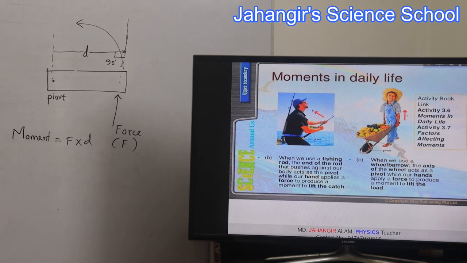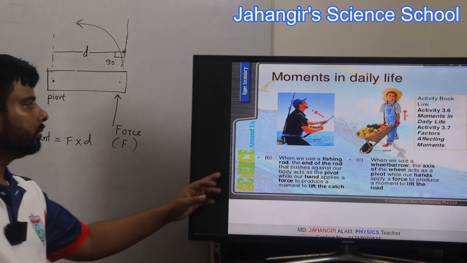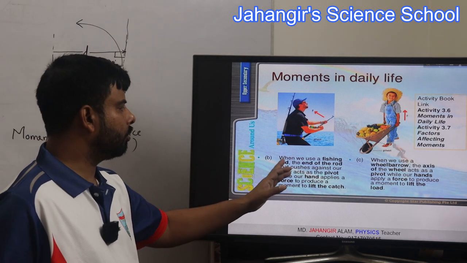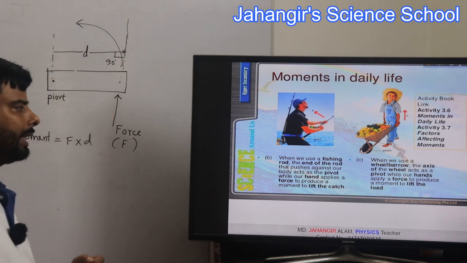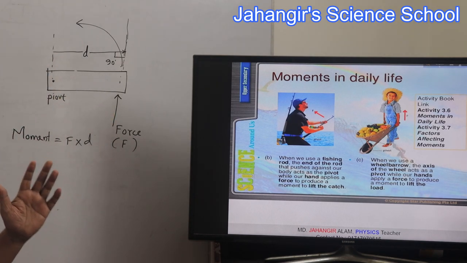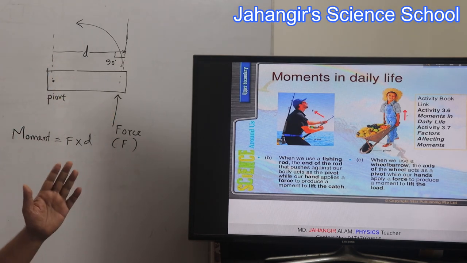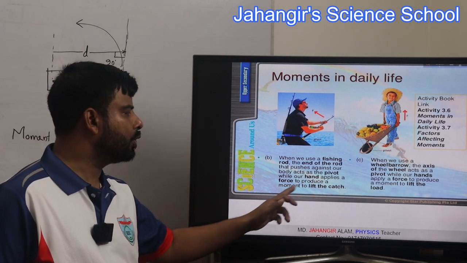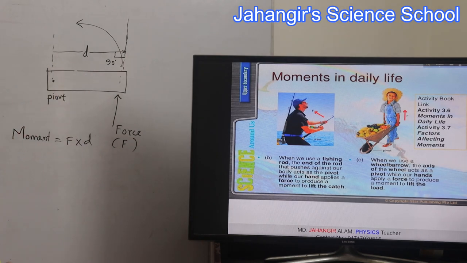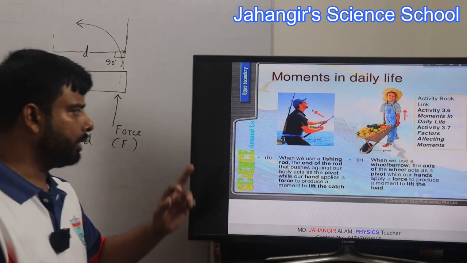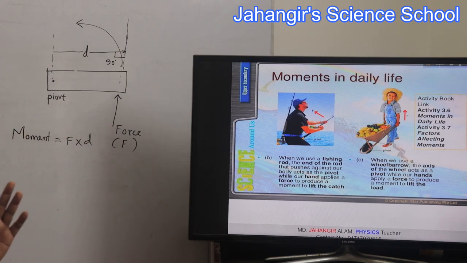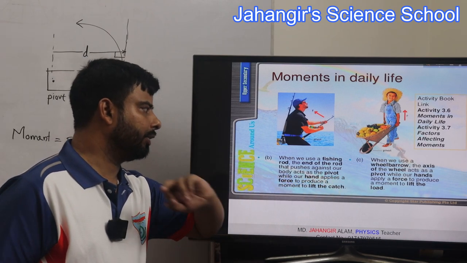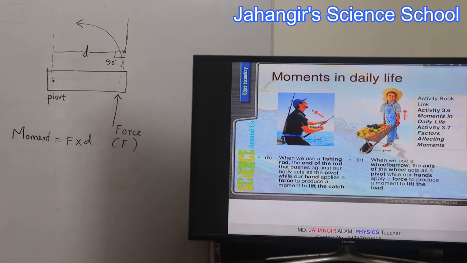Then another thing, look at the diagram picture. When we use a fishing rod, the end of the rod that pushes against our body acts as the pivot while our hand applies a force to produce the moment to lift the catch. Picture C, when we use a wheelbarrow, the axis of the wheel acts as a pivot while our hands apply a force to produce a moment to lift the load.